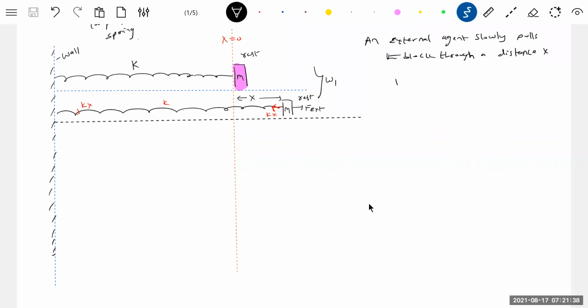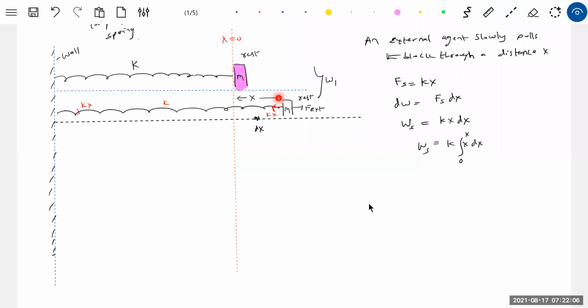Now we'll go for the work done by the spring force, which should be equal to kx. dW is equal to F into dx. Now what is the spring force? kx into dx. What is the total work done? This will be the integral of kx dx from 0 to x, because initially there was no elongation, now it got elongated by distance x. So this will become kx square by 2. This work done will be stored as potential energy.